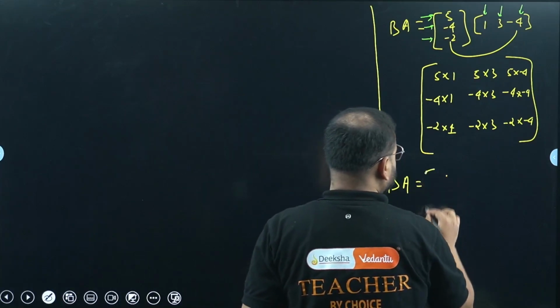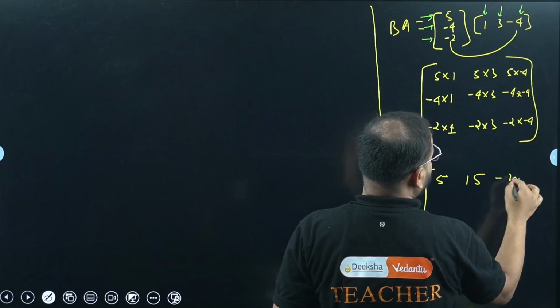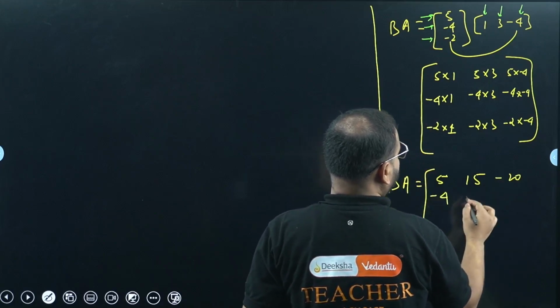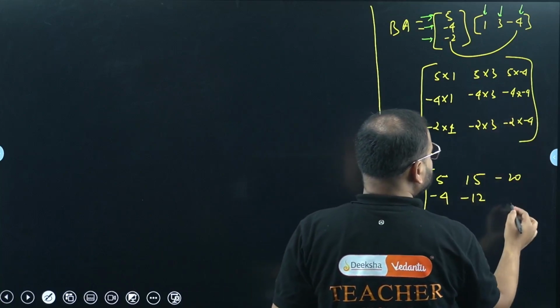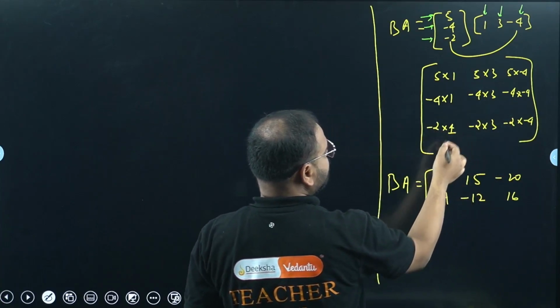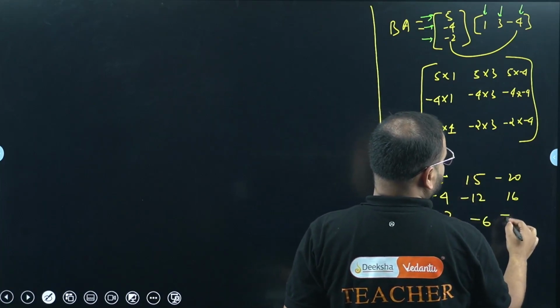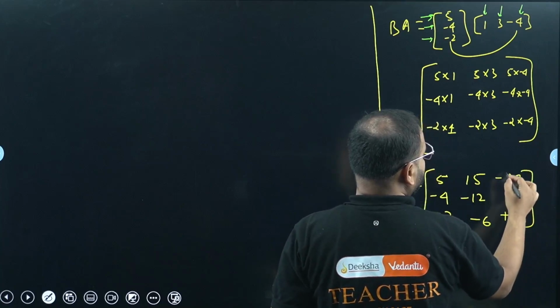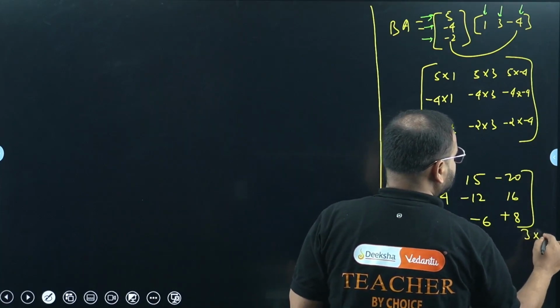Yes sir, let's continue. So 5, 15 minus 20 minus 4 minus 12, 4 times 3 is 12, negative sign, minus 4 into minus 4 is plus 16, minus this is 1, so minus 2 into 1 is minus 2, minus 6 here, and plus or just 8. This is my answer. What is the order here? 3 cross 3. The order is 3 cross 3.